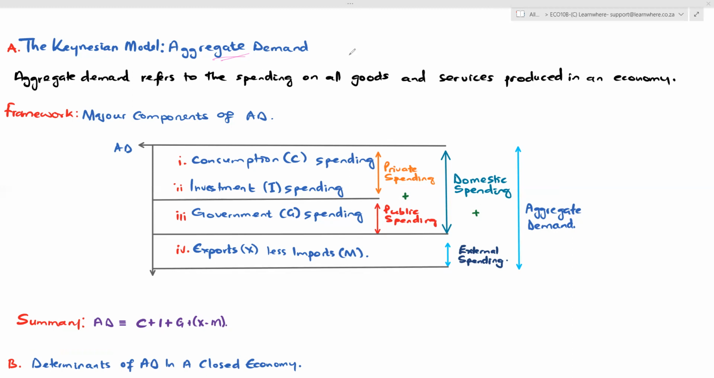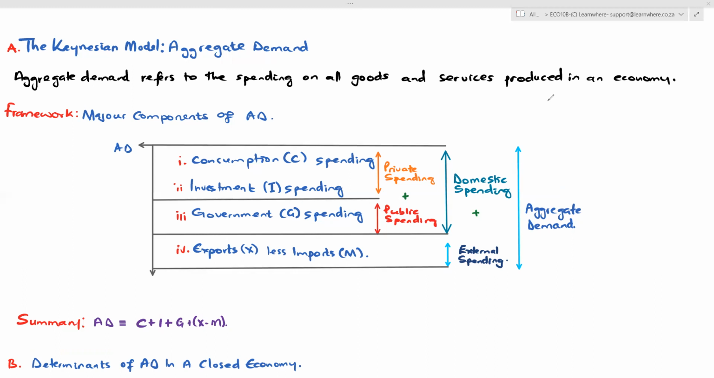And we're then going to tie aggregate demand to production, of course, okay? So aggregate demand refers to the spending on all goods and services produced in an economy. So aggregate demand is as simple as the spending, okay? Spending on all goods and services in an economy. So we're not just looking at spending on one product, but we're looking at all goods and services in an economy, okay? So we're adding all spending that takes place in an economy on all goods and services produced in that particular year. That's aggregate demand.